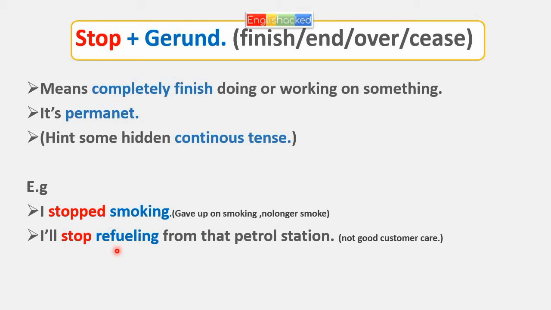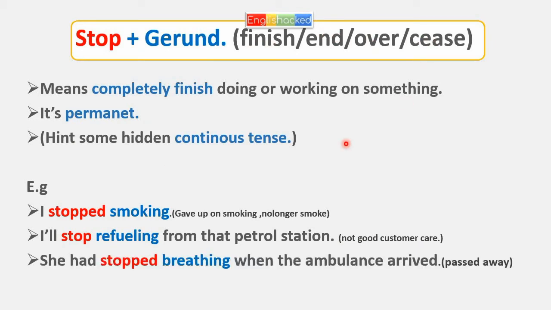Next example, I will stop refueling from that petrol station. What does it mean? I will stop refueling. Refueling means to add more petrol, to add more gas in your car. So probably there's a fuel station where you usually go, but you are planning to stop. You have decided to stop filling your car there. You no longer want those guys. Maybe they have bad customer care.